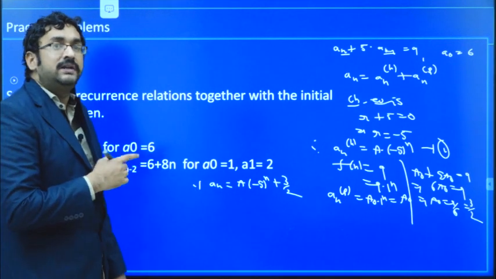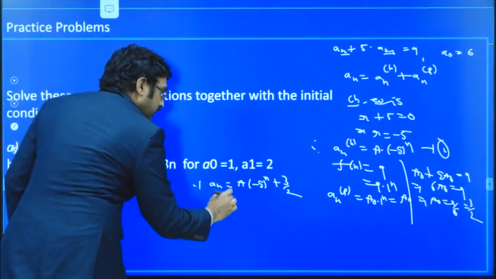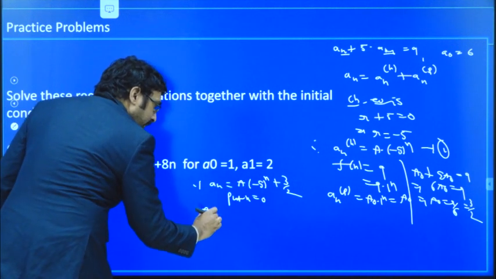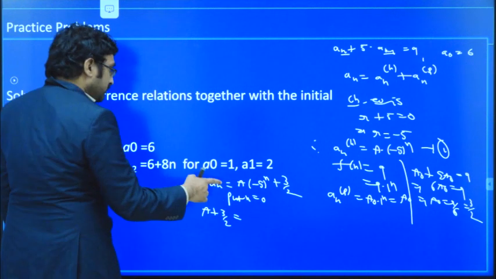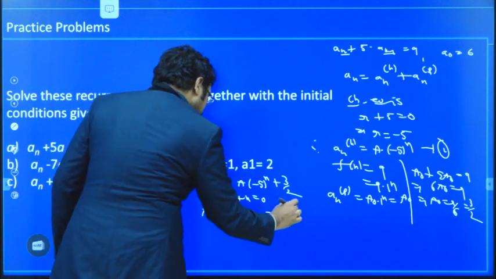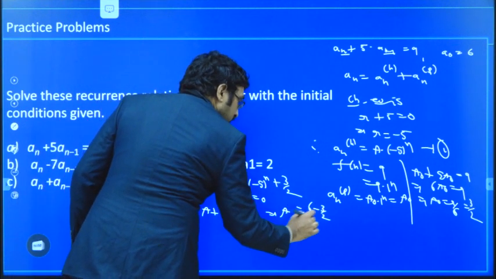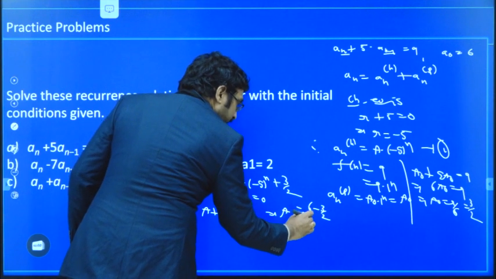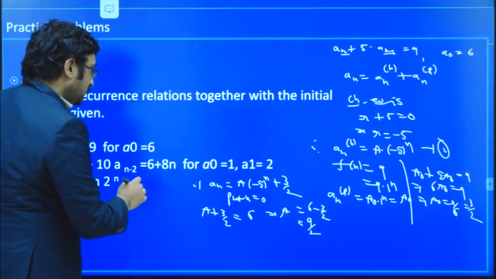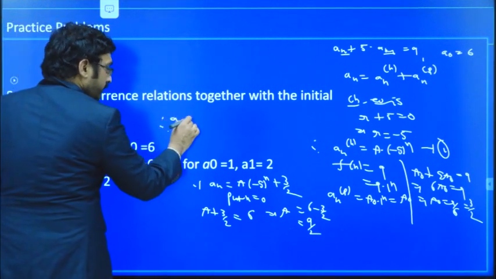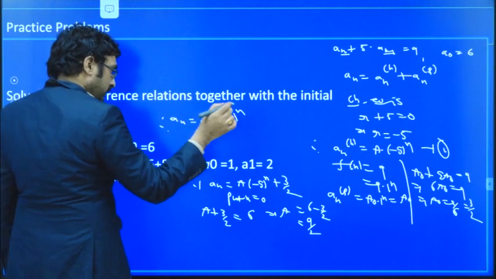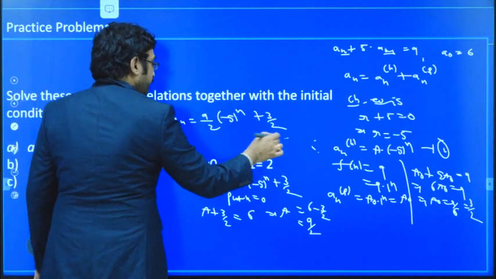Here the initial condition is given, a naught equal to 6. So put n equal to 0 here. Anything to the power 0 means 1. So a plus 3 by 2 equals a naught. What is a naught here? 6. That implies a equals 6 minus 3 by 2, that is 12 minus 3, 9 by 2. So we got a equal to 9 by 2. Substitute in the given equation. Therefore, a n equals 9 by 2 into minus 5 whole power n plus 3 by 2.